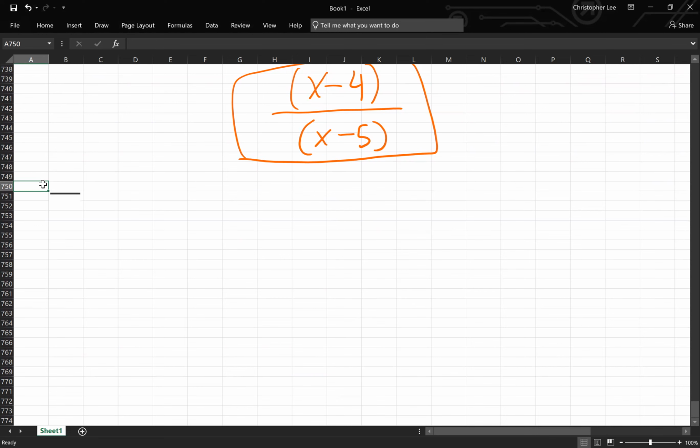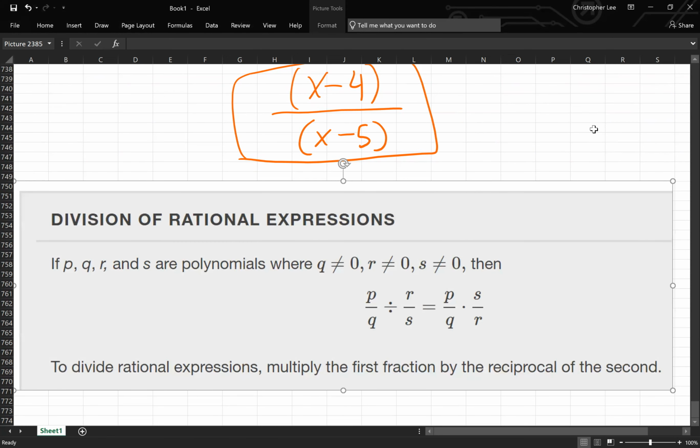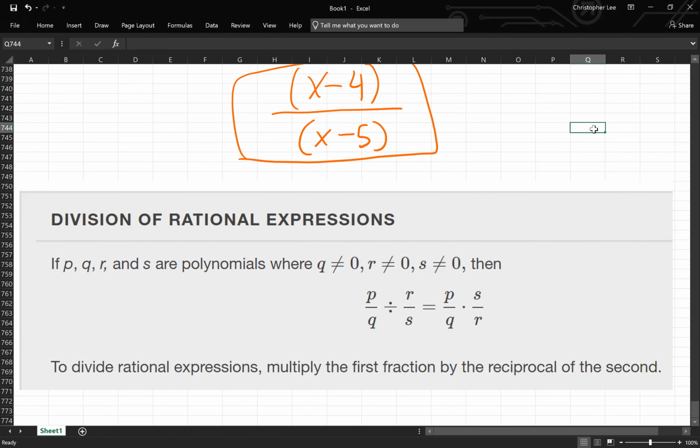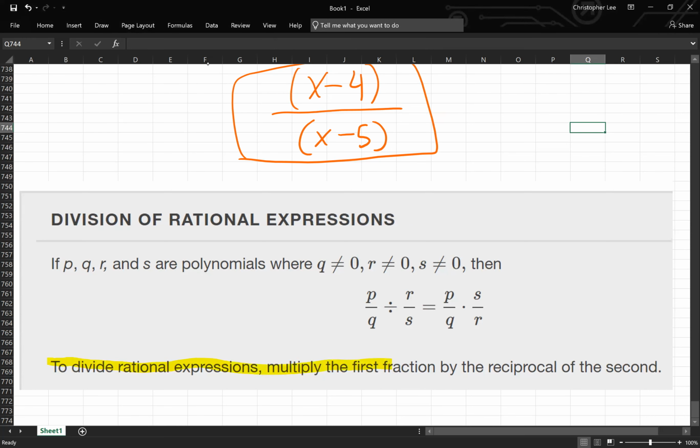So let's jump to a new topic real quick, right? You want to do division of rational expressions. So if P, Q, R, and S are polynomials where Q cannot equal 0, R cannot equal 0, S cannot equal 0, then P over Q divided by R over S is equal to P over Q times S over R, right? So to divide rational expressions, multiply the first fraction by the reciprocal of the second. All right? Let's highlight that. To divide rational expressions, multiply the first fraction by the reciprocal of the second, right?